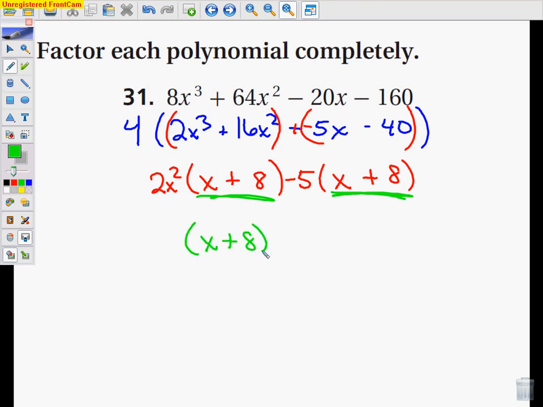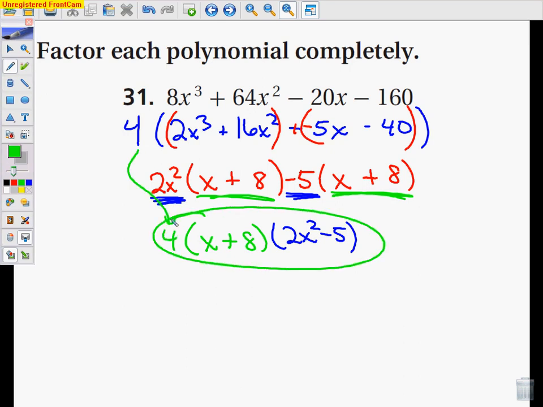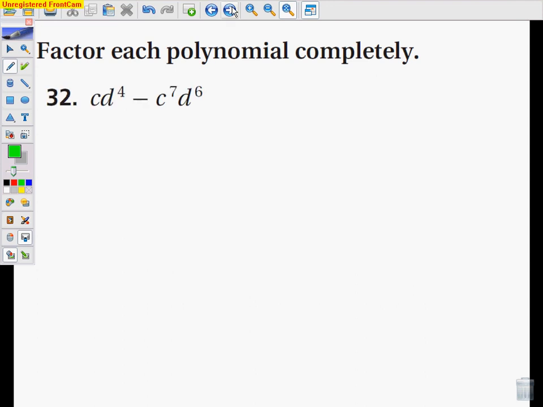So we factor that binomial out. And what was left on the outside is 2x squared minus 5. And then, of course, at the end, you're going to bring down that 4, that GCF that we factored out at the beginning. So there's our answer. All right. Almost done here. 2 more problems, I believe.